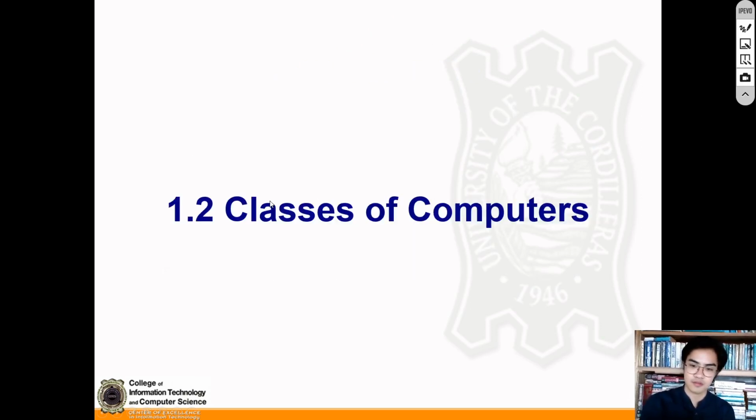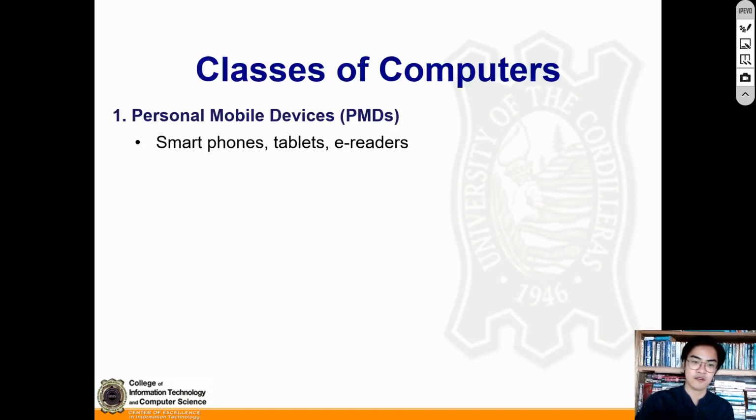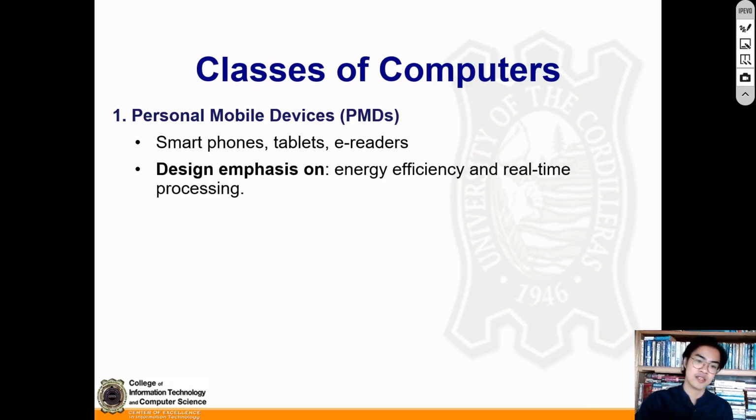All right, so we move on. Considering that, we now move on to the classes of computers. Considering those three, we try to look at the different classes of computers based on those. First, we have personal mobile devices, or PMDs. You have smartphones, tablets, and your ebook readers. The design emphasis of this is on energy efficiency and real-time processing.